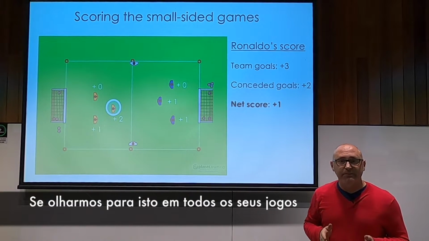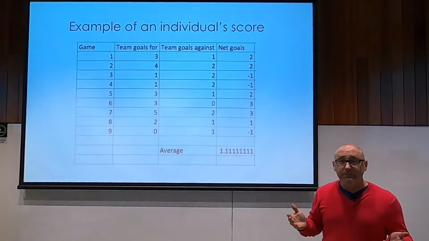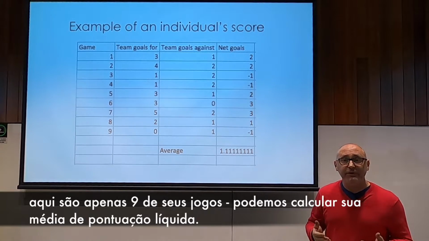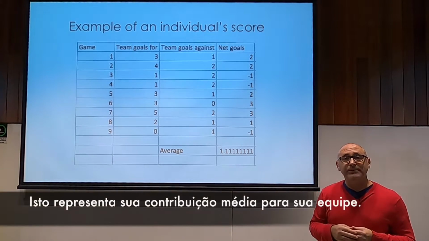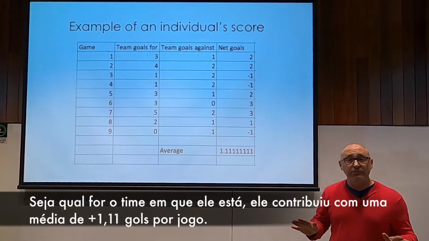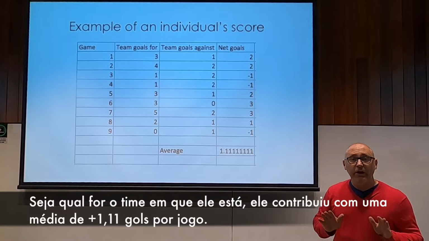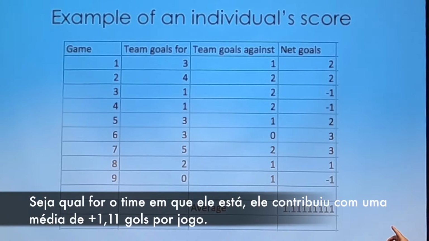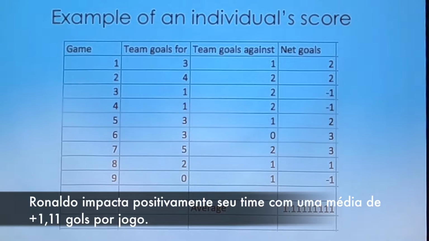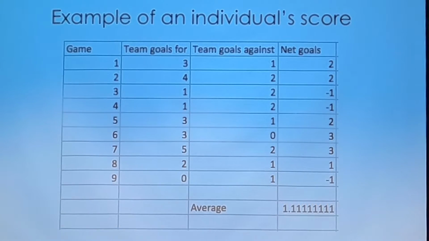If we look at this over all his games, and here it's just 9 of his games, we can calculate his average net score. This represents his average contribution to his team. Whatever team he's on, he contributed on average plus 1.11 goals per game. That is, Ronaldo positively impacts his team by an average of plus 1.11 goals per game.